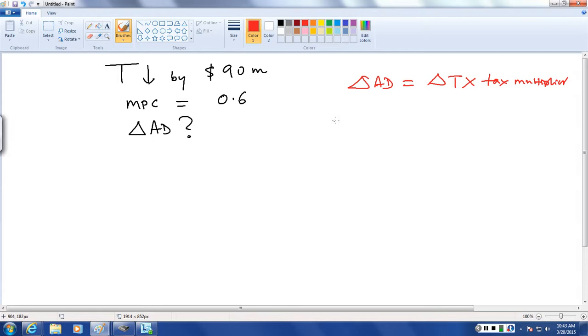So if you apply this formula, what do we get? What's the change in taxes? What's delta T? What is it?